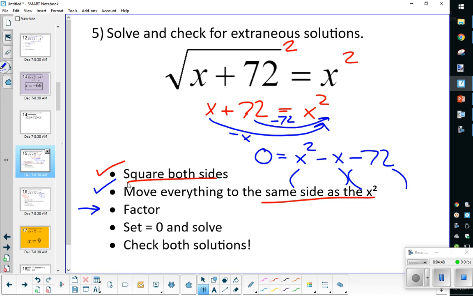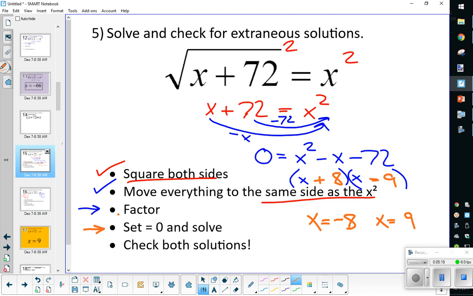So to factor this thing, I need two numbers that multiply to get 72. 8 and 9. It needs to get me -1, so it's going to be -9 and a +8. We factored, did that. Last thing we need to do is set it equal to 0 and solve. So again, that's just changing our signs. X is going to be equal to -8, and X is going to be equal to +9.